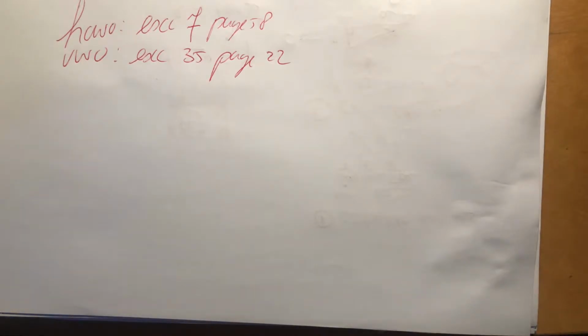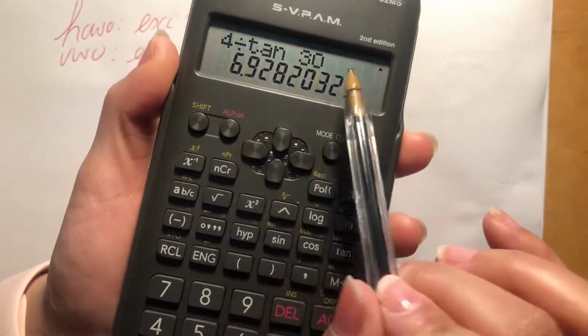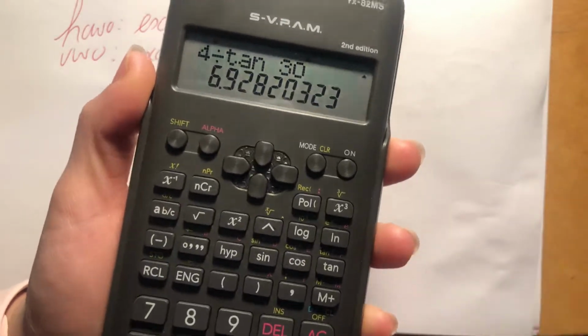Hello guys, so if you calculated the previous exercise, the side, you will find 6.9 centimeters. Yeah, you see how you type it into the calculator. This is how it is.